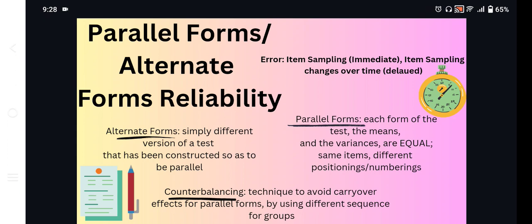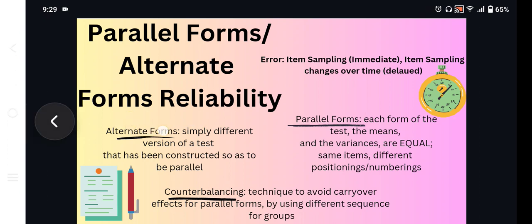Parallel form reliability is an estimate of the extent to which item sampling and other errors have affected test scores on versions of the same test when using parallel form. Okay?